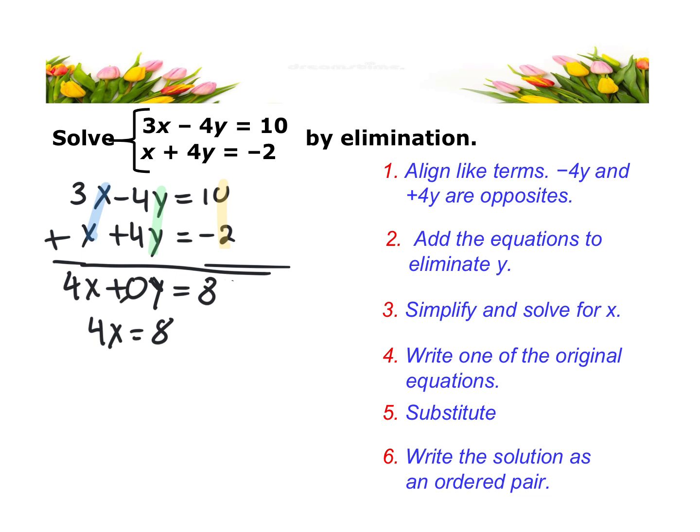It made the term disappear. Now, afterward, we're going to simplify and solve for x. So we're in step 3. We're going to divide by 4 on both sides, and we get that x is equal to 2.